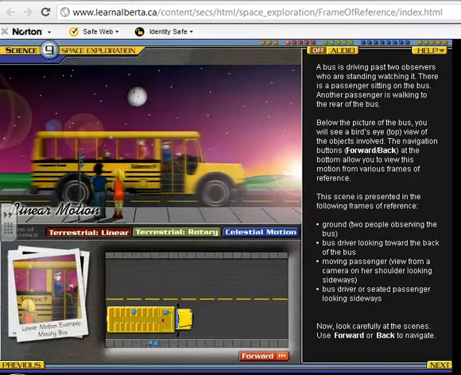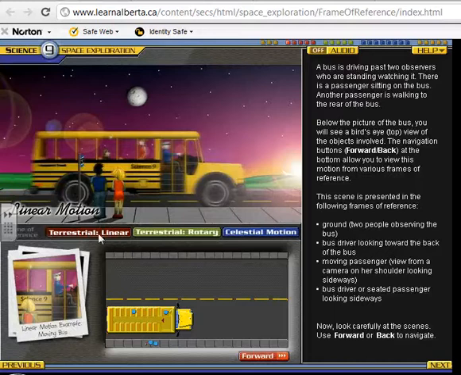Arsenault coming to you from Screener with an animation and simulation that I found on the Learn Alberta website to help take us through some examples of different frames of reference. Frames of reference are very important to us for understanding how the initial models of the solar system and the universe were developed. The first example is actually going to be what we call a terrestrial linear example. So linear is just moving back and forth, and terrestrial means we're here on Earth.